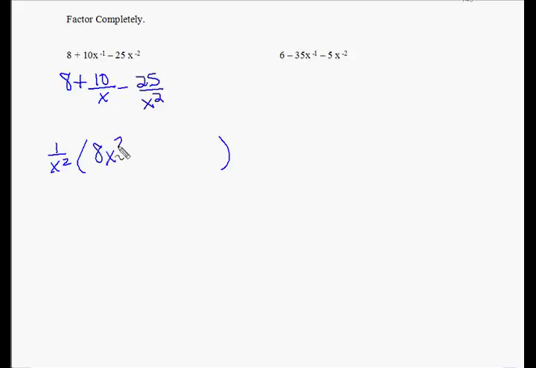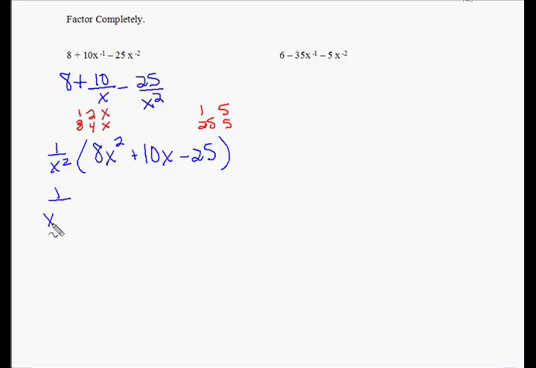But that means I'll have an 8x squared, so that 1 over x squared times x squared would just leave me with the 8, plus 10x minus 25. Now this looks a little more typical of what we would like to try and factor. Again, since we have 3 terms and there's nothing common to all 3 terms, we'll break down the first, 1 times 8, 2 times 4, x times x, and break down the last, 1 times 25, 5 times 5.